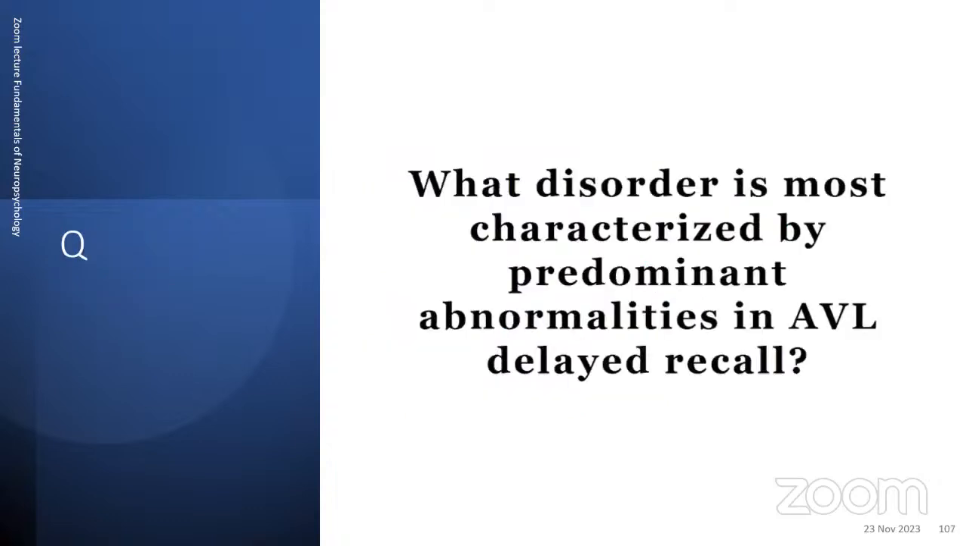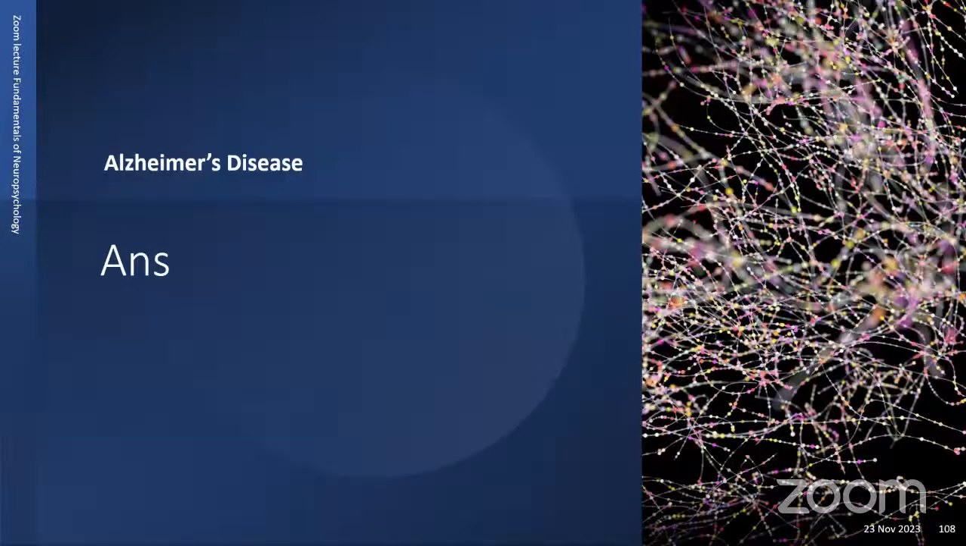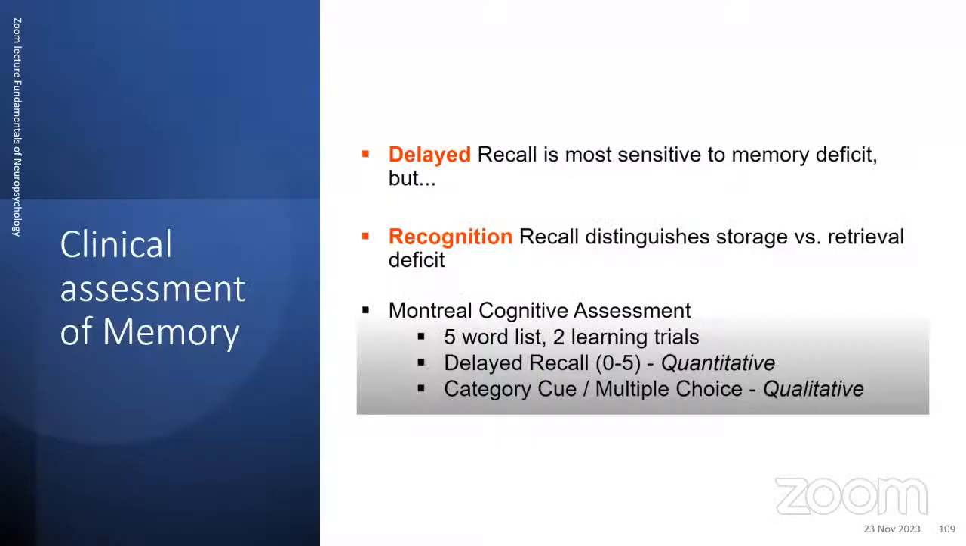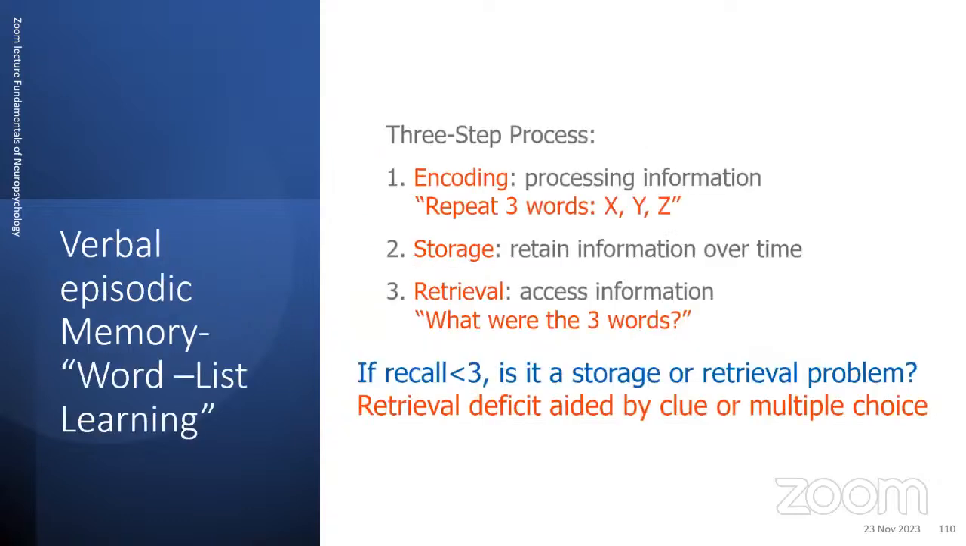You can ask, what disorder is most characterized by predominant abnormalities in auditory verbal learning and delayed recall? Alzheimer's disease. Okay. Delayed recall is most sensitive to memory deficit. Recognition versus recall distinguishes storage versus retrieval deficit. So recall is delayed. And in the Montreal Cognitive Assessment, there is a 5 word list in 2 learning trials. Delayed recall, 0 to 5, is quantitative. Category cue, multiple choice, is qualitative. Cueing will help in subcortical dementia.